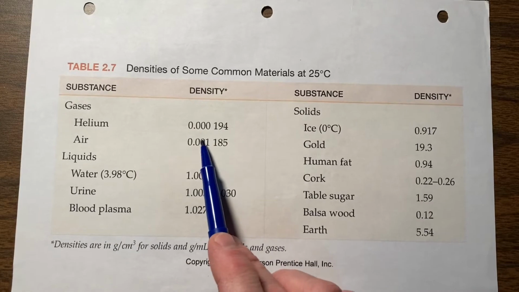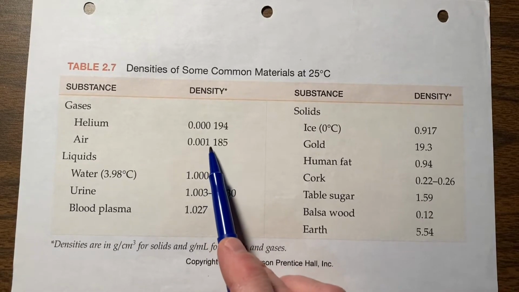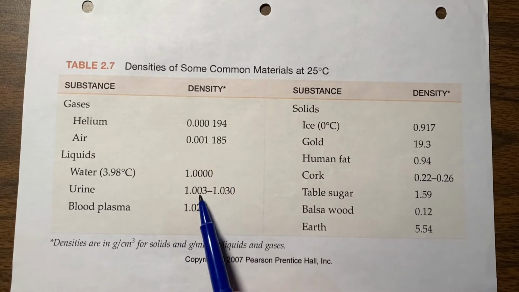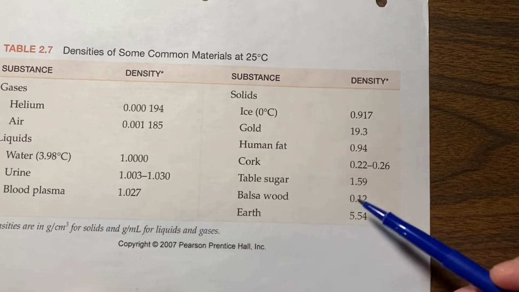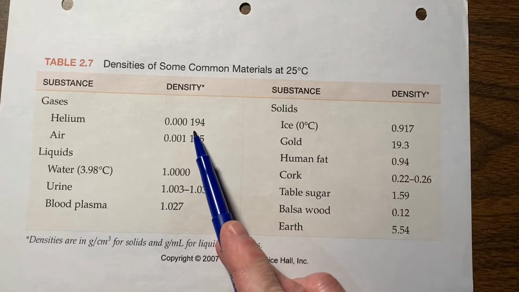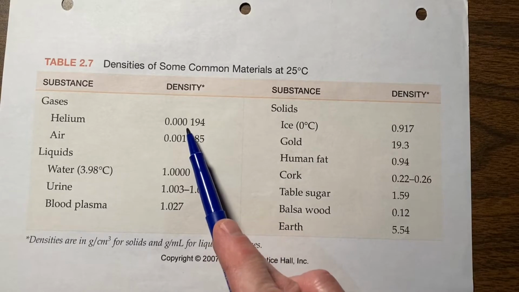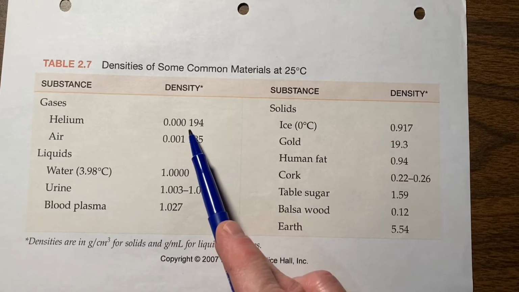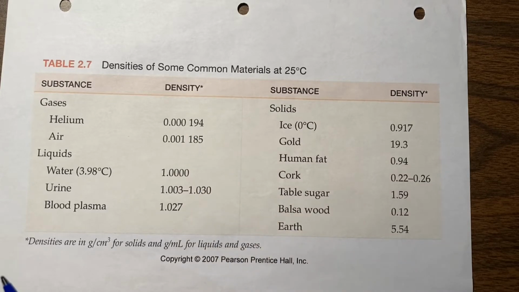Notice that the density of gases is very low, and the density of some solids is rather high. For instance, helium will float in air. We've all used helium balloons. If you let them go, they're going to fly away into the sky, because the density of helium is lower than air. So helium balloons experience a buoyancy effect and get pushed up into the air.